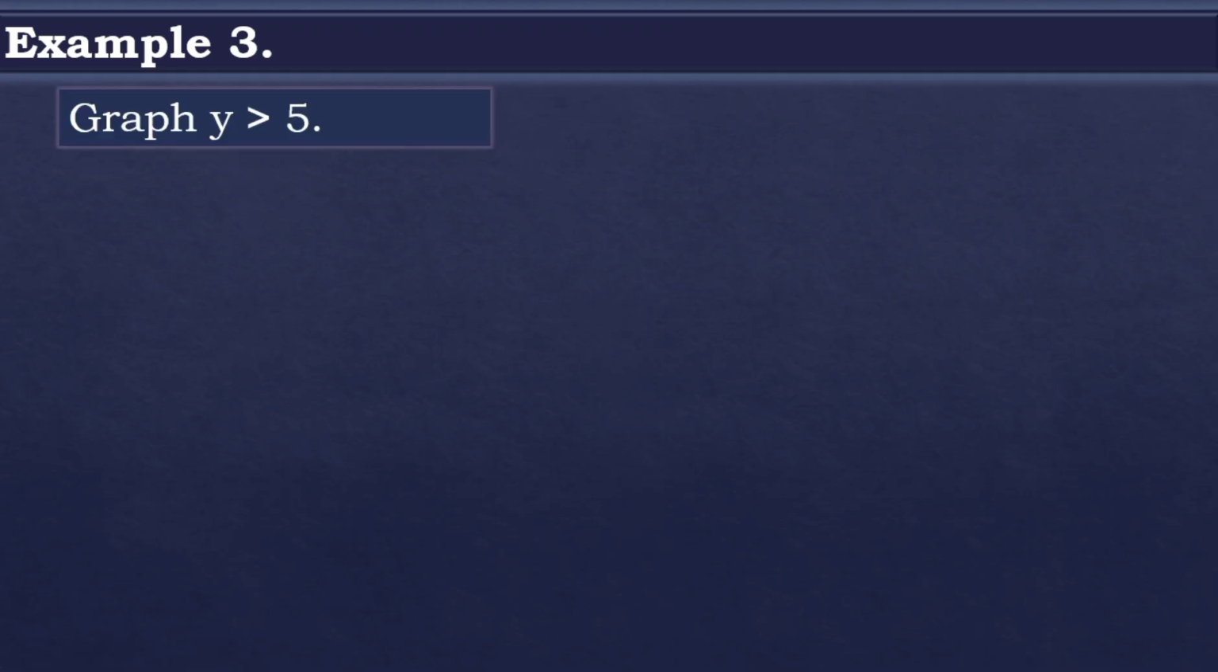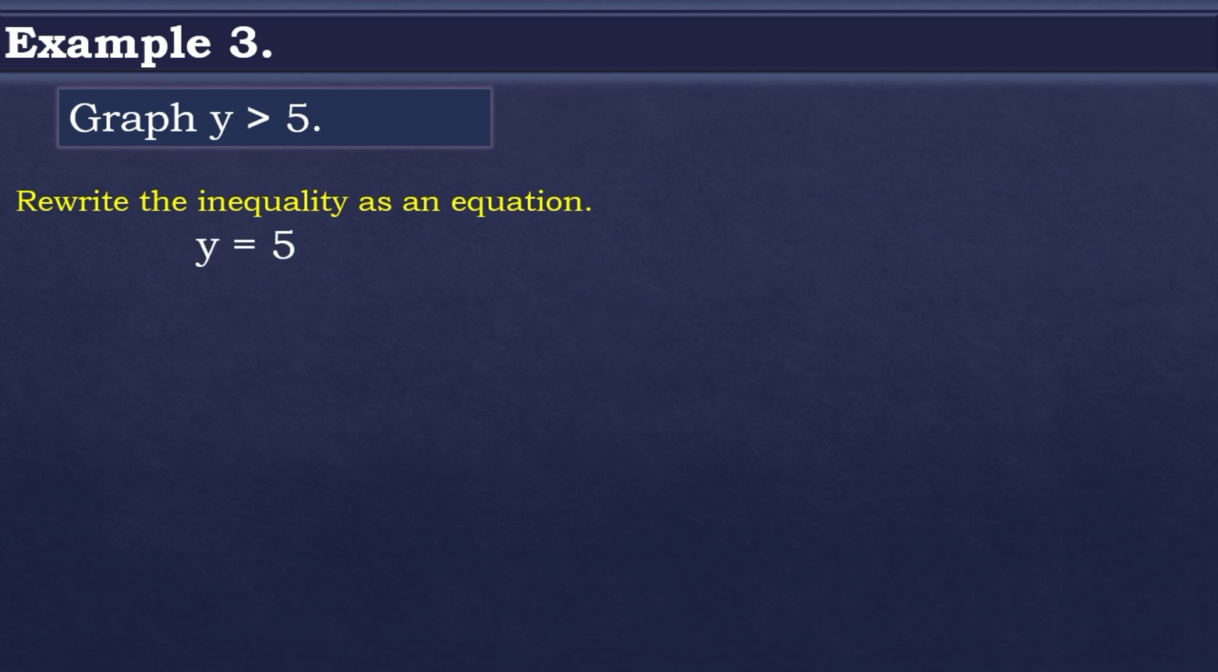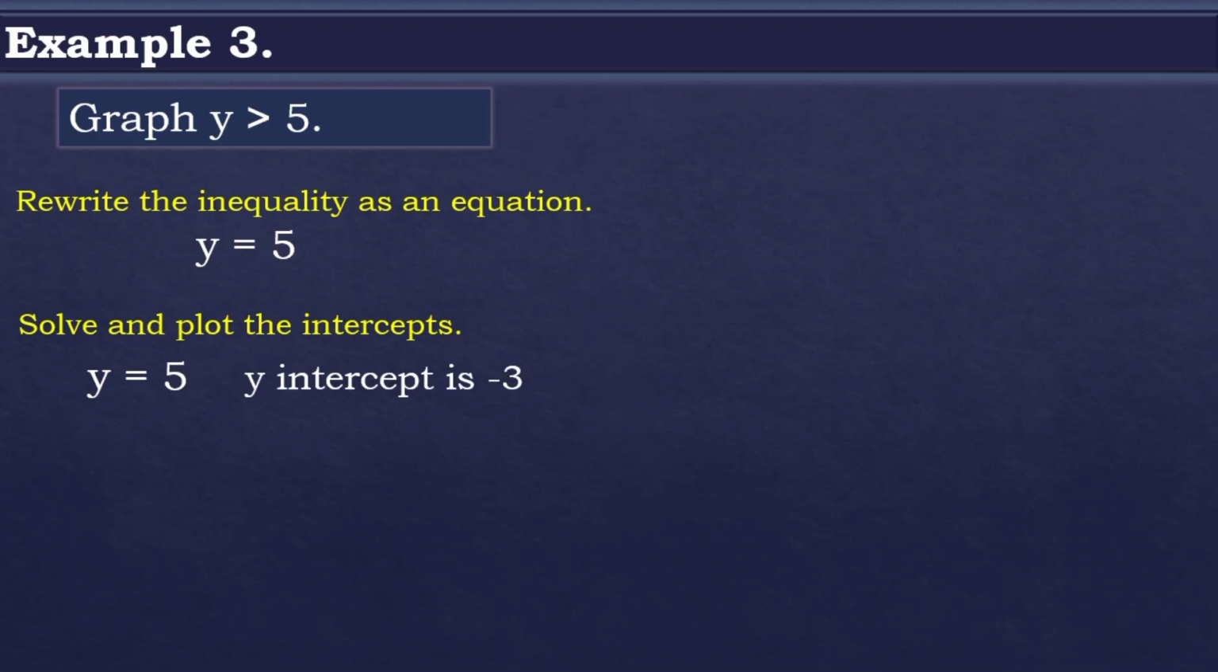Let's have the third example. Now, this is graphing linear inequalities in two variables. But what if you only have one variable? Paano mo siya gagawin? Actually, mas madali siya. Ganun pa rin ang step. Rewrite the inequality as an equation, so that will become y is equal to 5. Since y is equal to 5 na siya, ibig sabihin, kuha mo na agad ang intercept mo. Your intercept is negative 3, pero wala kang x-intercept. So, paano mo gagawin kapag wala kang x-intercept?